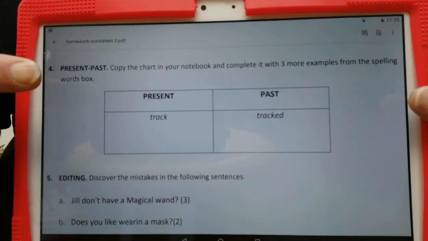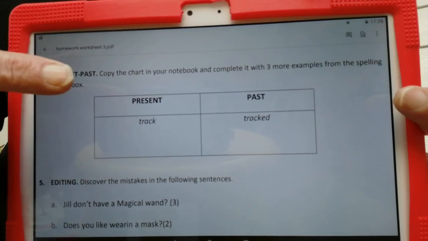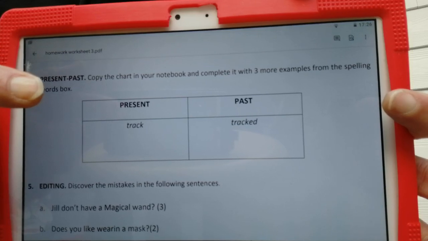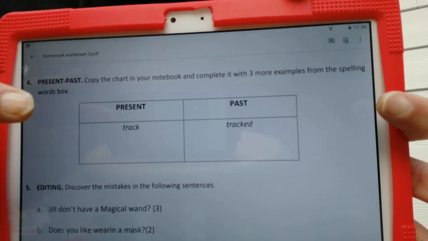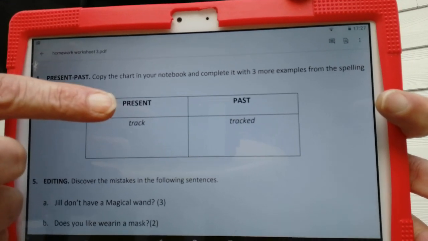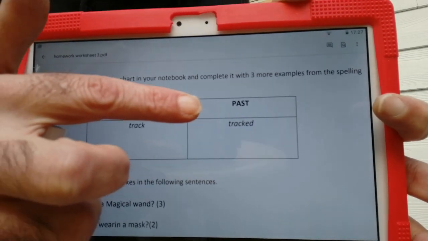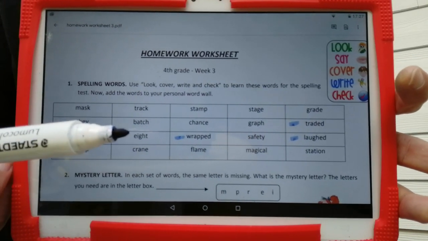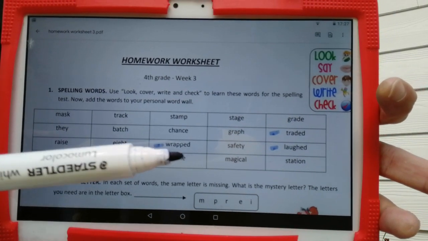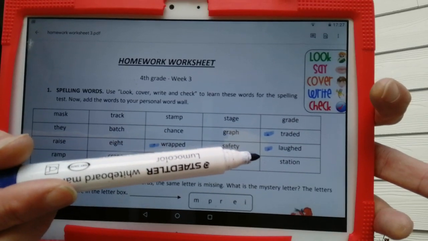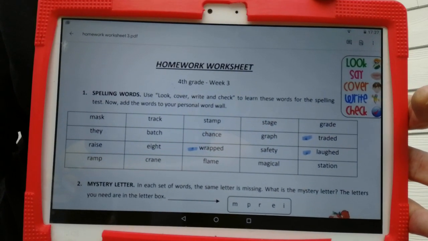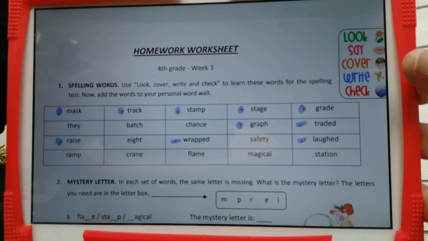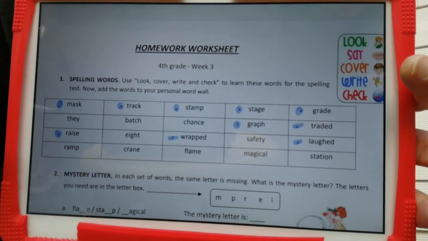Now, activity number 4, we have to copy the chart in your notebook and complete it with 3 more examples from the spelling words. We have verbs in the present form and in the past. So let's have a look at the list of words. Now, these are the obvious 3 words because all of them are in the past, but there's many more words here that could be verbs, okay? So I'm going to mark them and I'll explain them to you. So all these words could be verbs, okay?